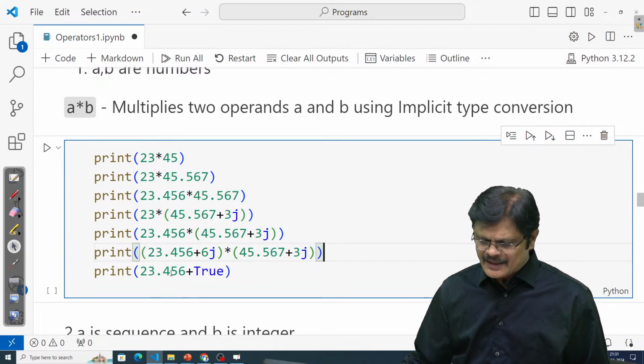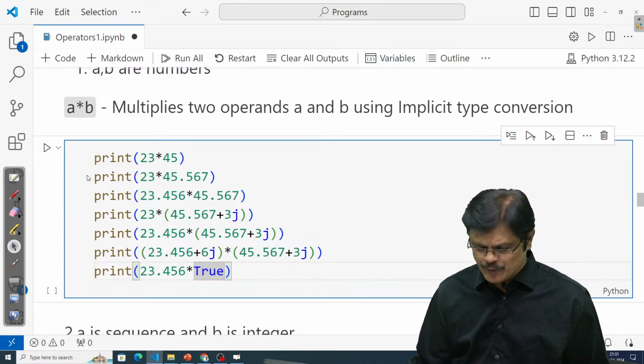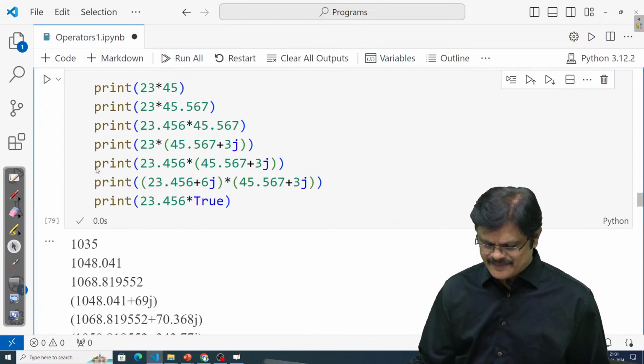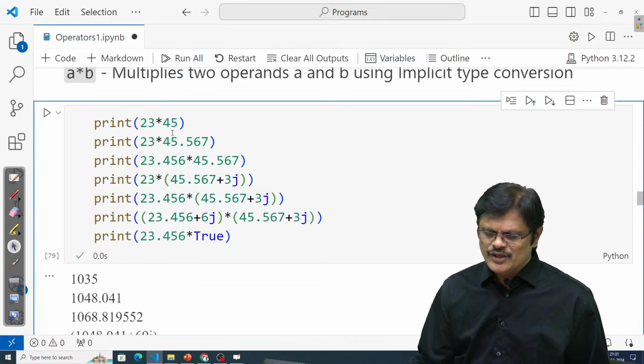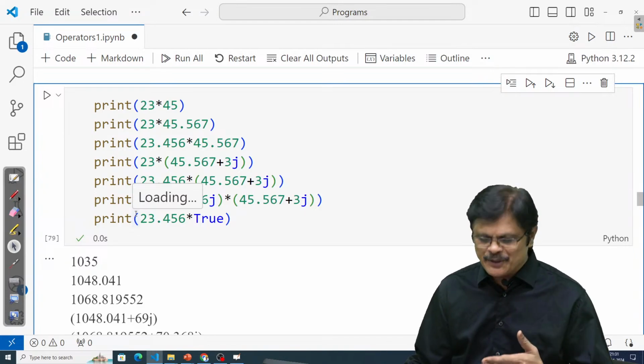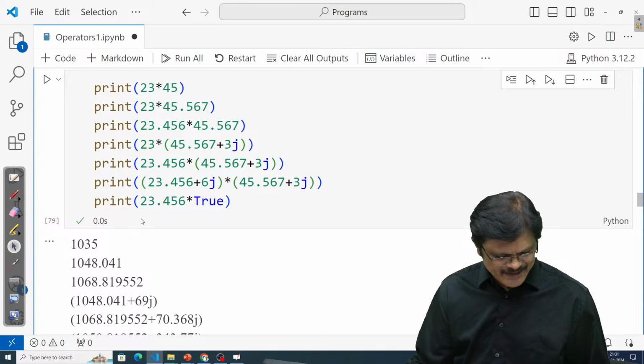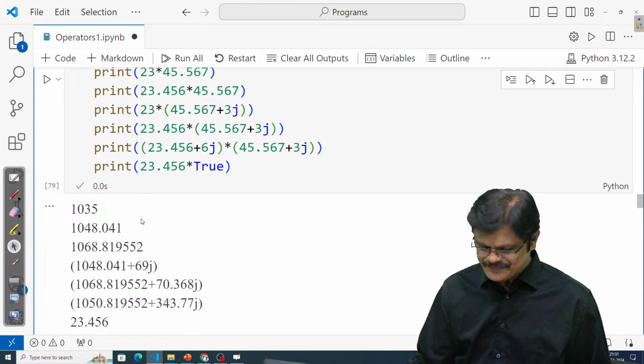Is that clear? Then we can also multiply an integer, float or complex number with a bool value. All these are possible, my dear friends. So you get the required result. If you multiply integer with integer, you get an integer result. Hopefully you don't expect me to do the multiplication and show you the result. So that is the idea. Is the idea clear, sir?